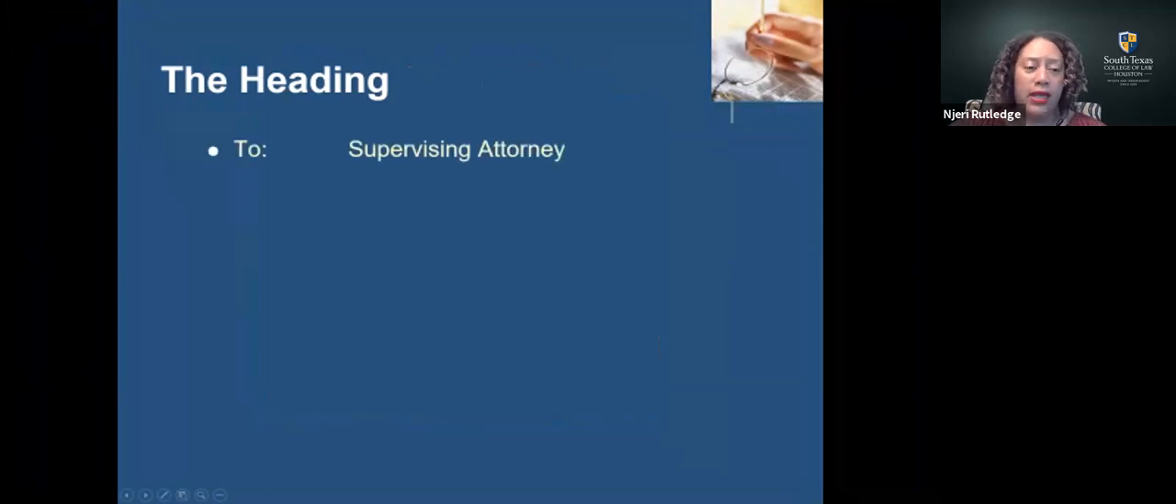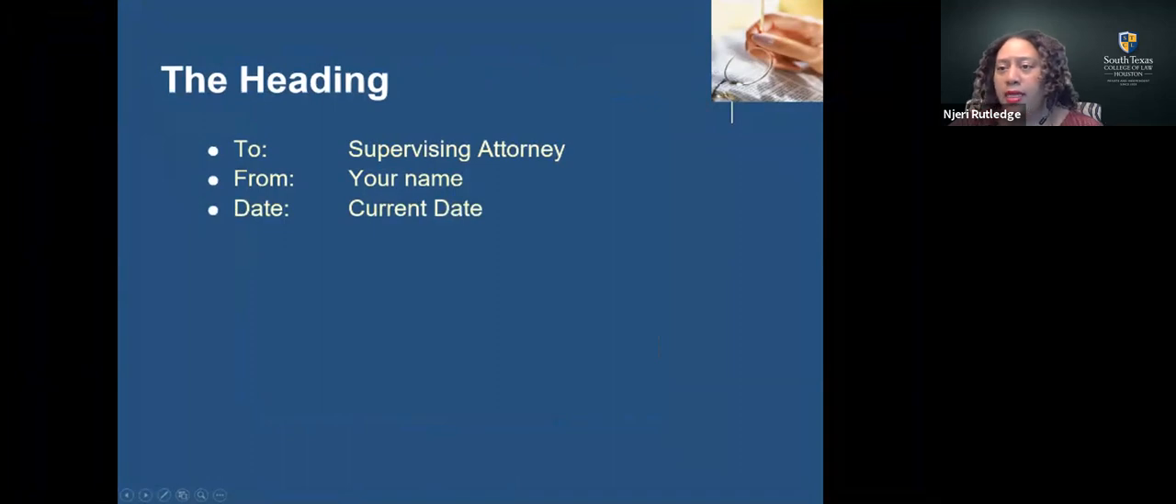The heading's very simple, especially if you've ever written any kind of memo before. You need to address it to whoever assigned it to you. List your name and list the date. Notice here that it's pretty well flushed, where it looks nice and neat. You're not just spacing it so it's all over the place.